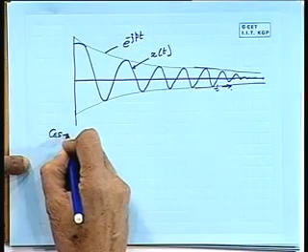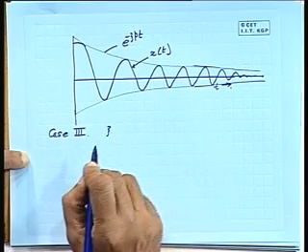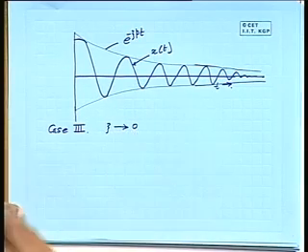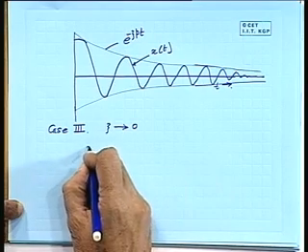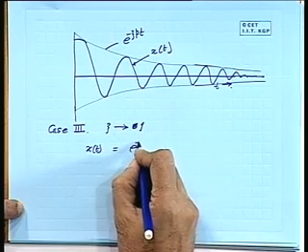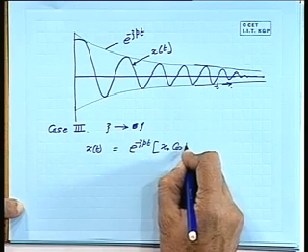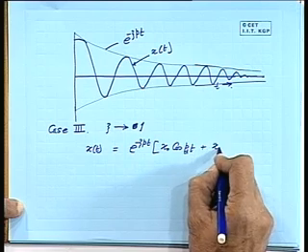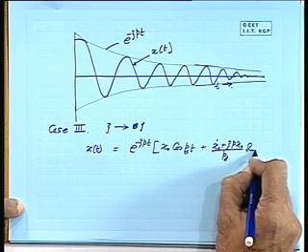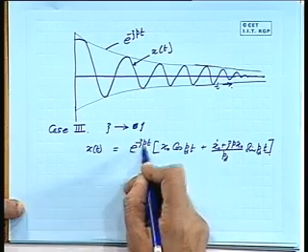Let us also see what is case 3. Case 3 is zeta equal to 1. But mathematically we do not write zeta equal to 1, we will say zeta tending to 1. Okay. Now, let us see what happens. If zeta tends to 1, this tends to e to the power minus p t.